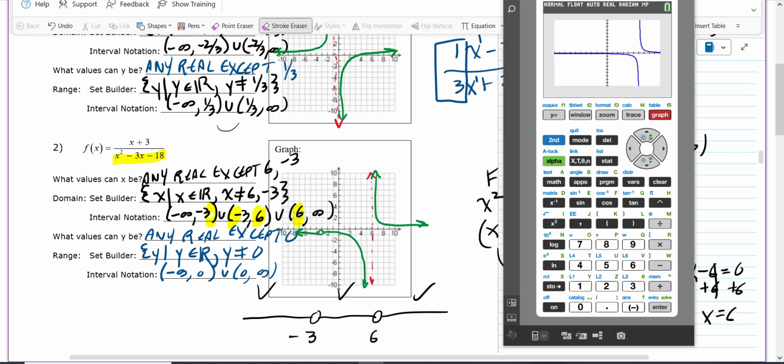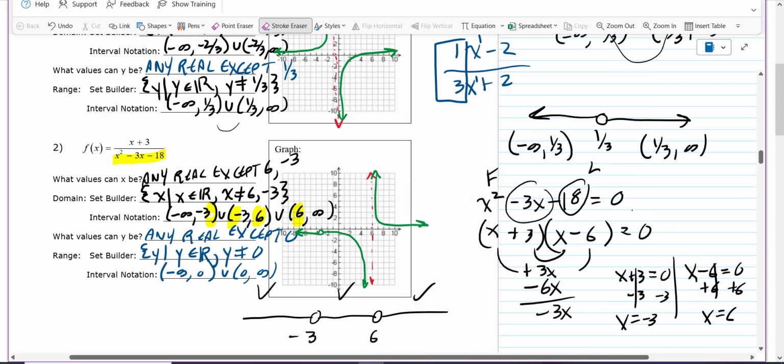Okay? So the thing that's the hardest for students on this section is figuring the range out. The only way you can do that is get your calculator out and look at the graph. That's it. Okay? That's how you're going to figure out the range on these things at this stage.